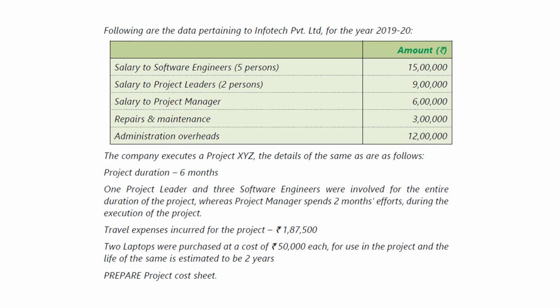See, here they have mentioned very clearly travel expenses involved for the project. That means it is directly related to the project. So it is direct cost. 2 laptops were purchased at a cost of 50,000 each for use in the project, and the life span of the same is estimated to be 2 years. And prepare project cost sheet.